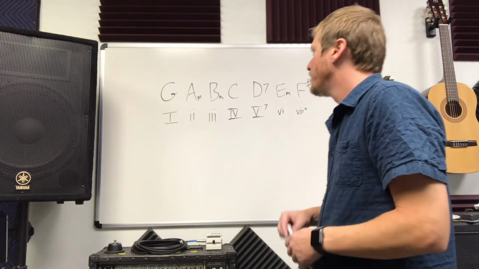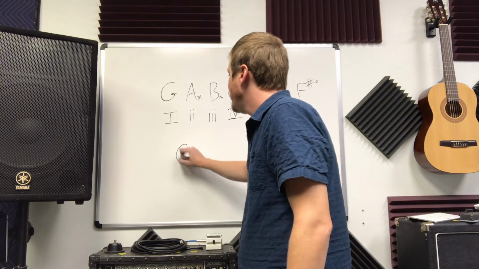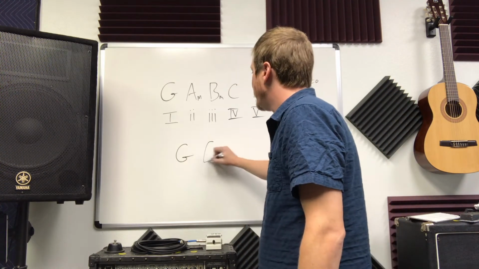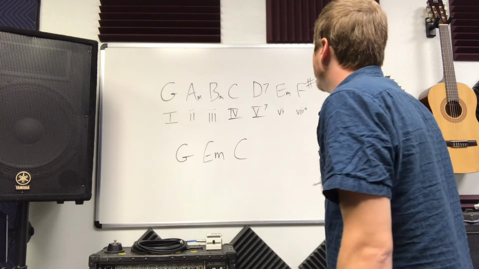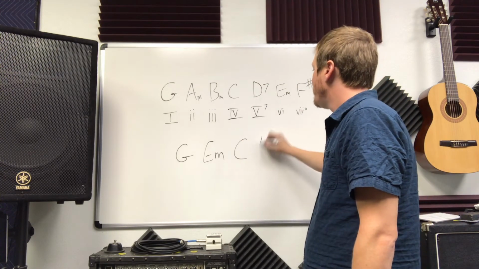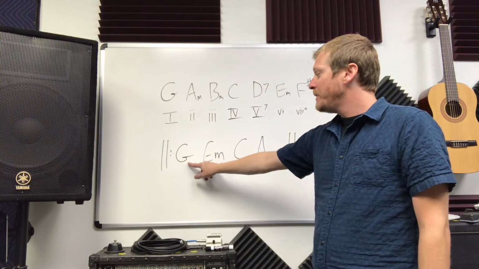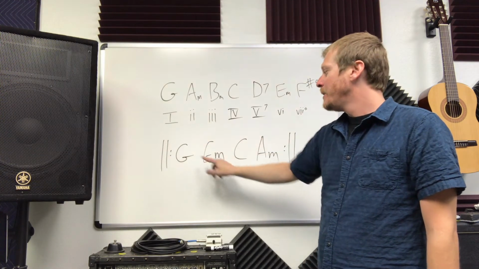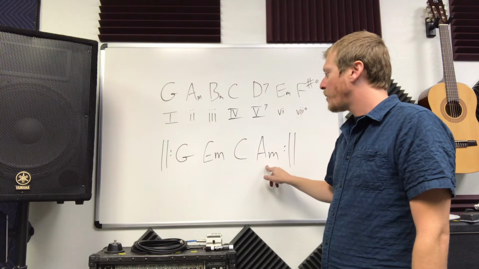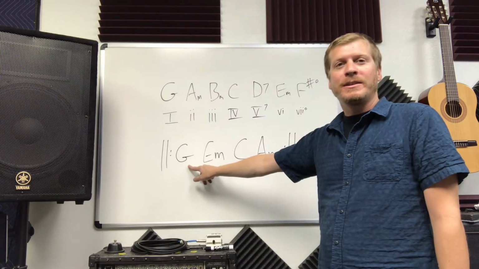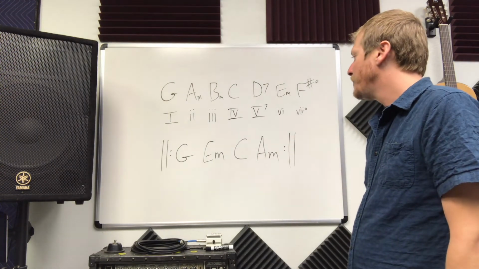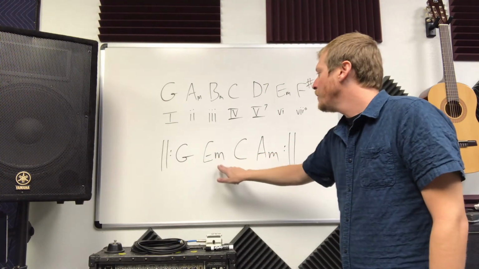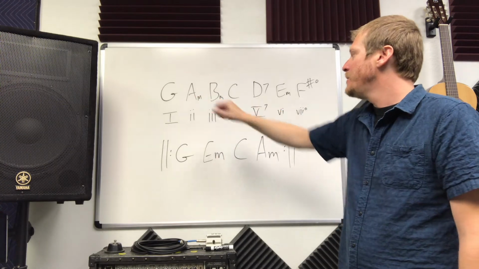So we could say the song goes like, well, we go from G, and then we're going to go to E minor, and then we're going to go to C, and then we're going to go to A minor, for example. I just picked these random chords out of the key of G to show you that we can write a song or a chord progression with just 4 chords. We could even use fewer chords if we want, but 4 chords is pretty common. So just understand that all of these chords fit into the key of G.